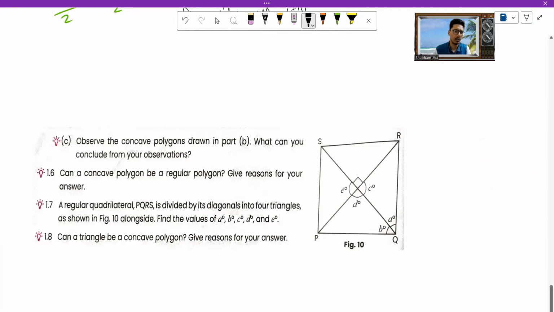Now, can a concave polygon be a regular polygon? We have already discussed this. A concave polygon can never be a regular polygon. Why? Because all the interior angles are not equal.